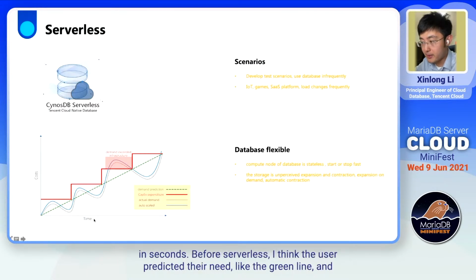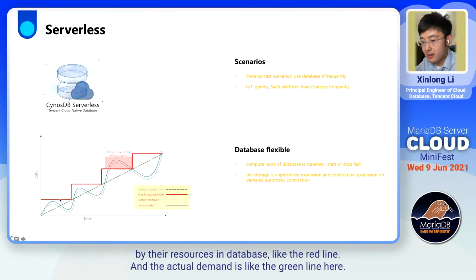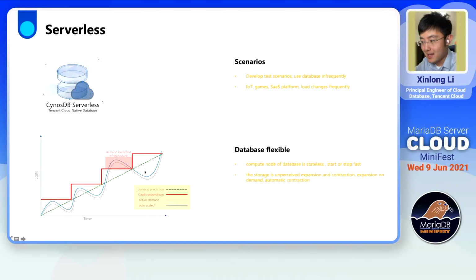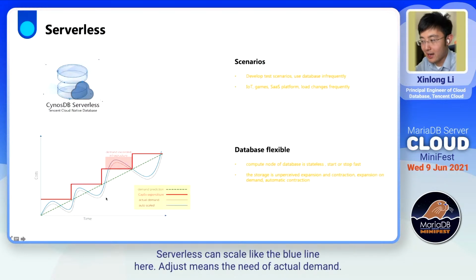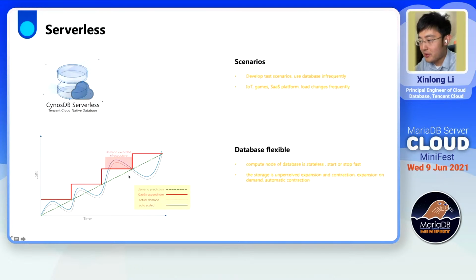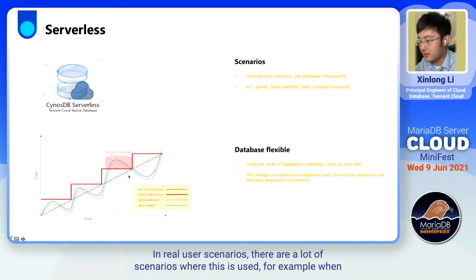Before serverless, I think users predict their need like the green line, and buy their database resources like the red line, while the actual demand is like the blue line here. Serverless can scale dynamically to just meet the need of the actual demand. There are a lot of real user scenarios where serverless is used.